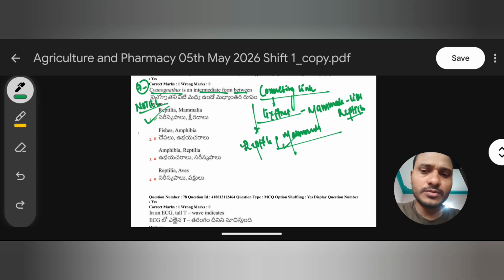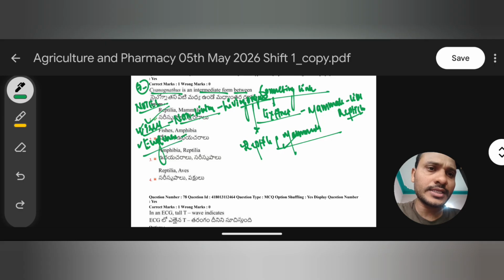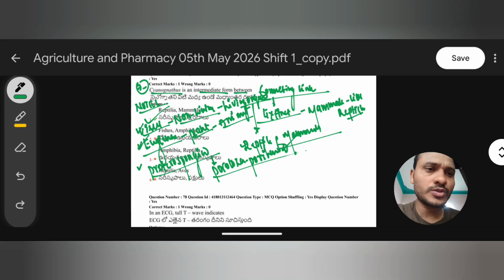Do you know virus? Viruses are a connecting link between non-living and living organisms. And one more important one, Euglena. Euglena is a connecting link between plant and animal. Remember, very important, between plant and animal. The intermediate form between plants and animals is Euglena. Likewise Proterospongia is an intermediate form between protozoa and the porifera phylum. So the intermediate form between protozoa and porifera is Proterospongia.